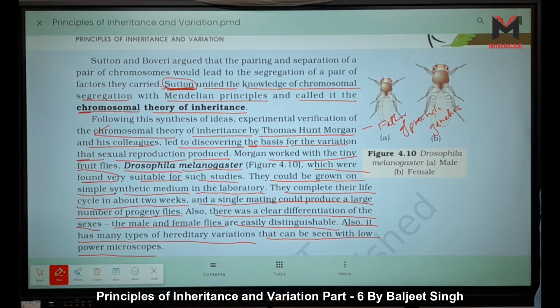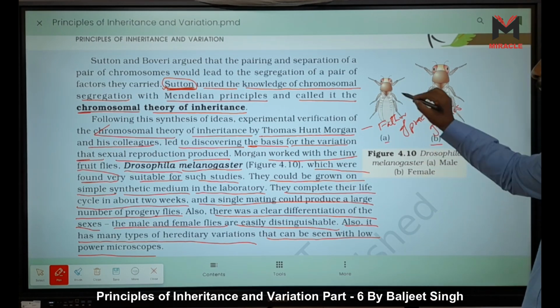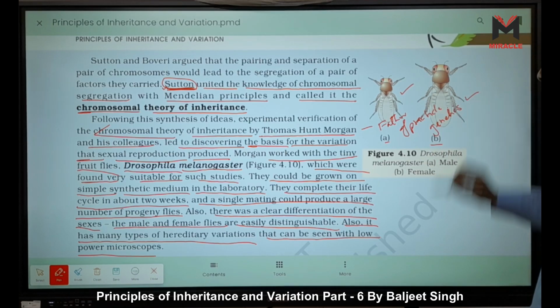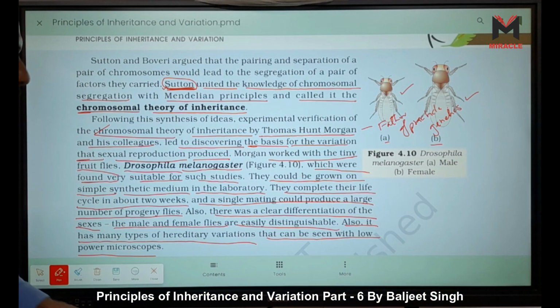Drosophila melanogaster flies. Here you understand A and B. A is the male, which is small, and this one is the female, which is large. Other differences are also there, such as red eyes and white eyes.